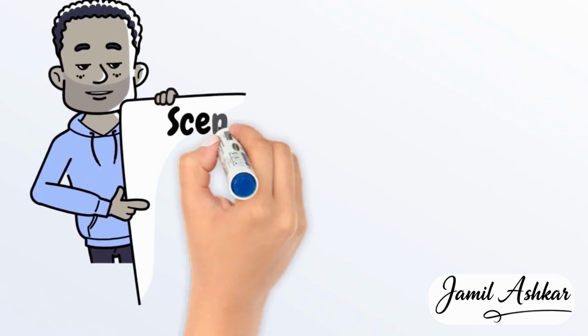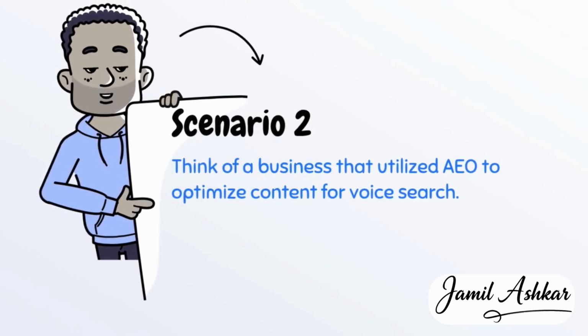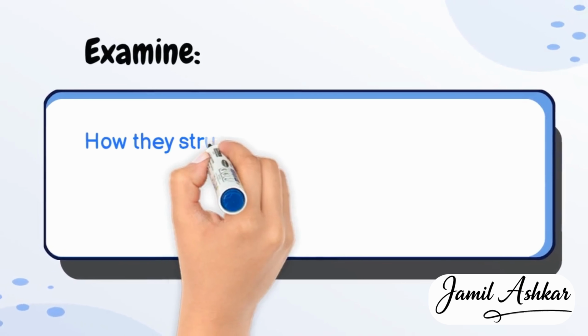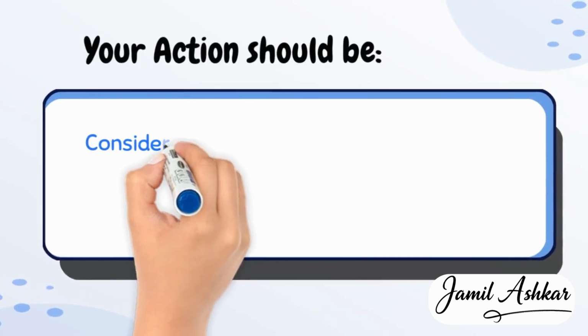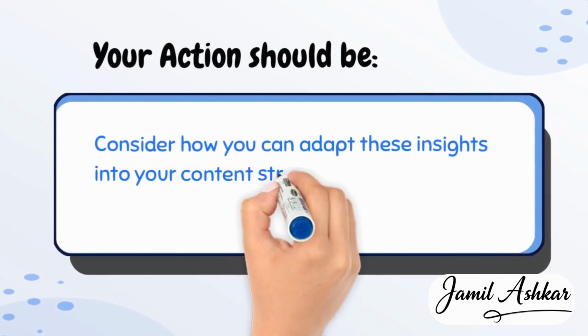Think of a business that utilized AEO to optimize content for voice search. Examine how they structured data and created direct answer content. Your action: consider how you can adapt these insights into your content strategy.